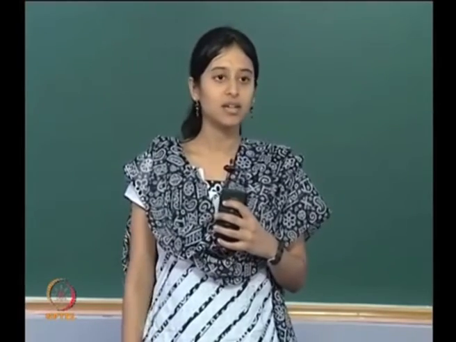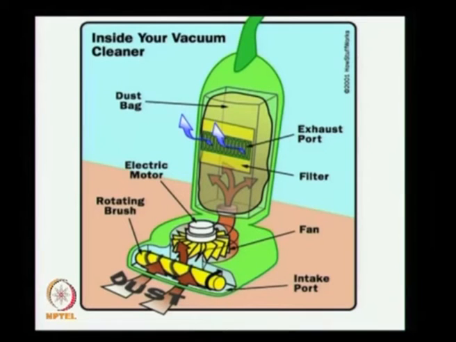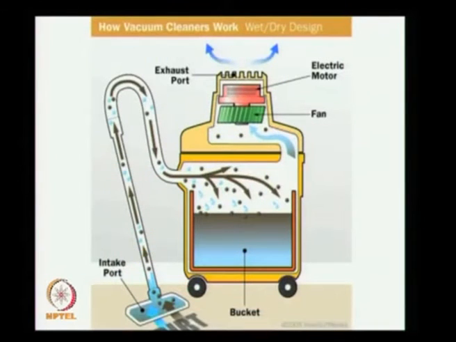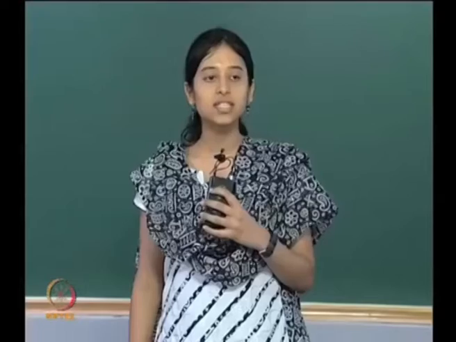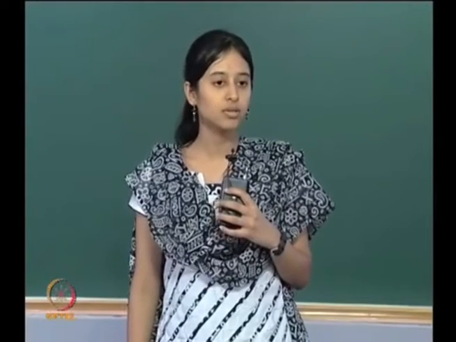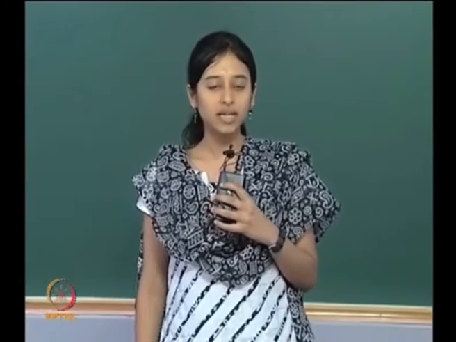The vacuum cleaner consists of the following parts: intake port, fan, rotating brush, electric motor, dust bag, filter, and an exhaust port. It works based on the suction principle. The dust is drawn into the intake port, passed through the pipe, and gets dissipated into the bucket. The rotating fan would then drive it to the ambient atmosphere through the exhaust port and the filters.